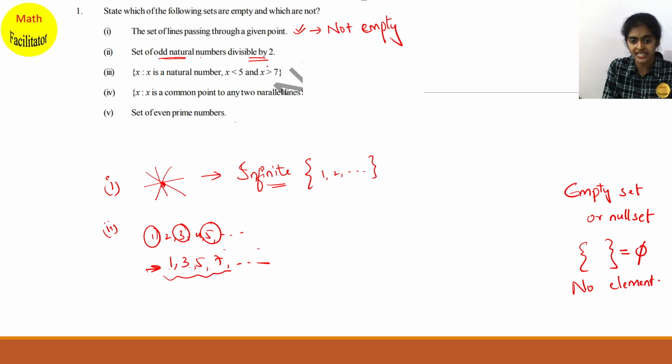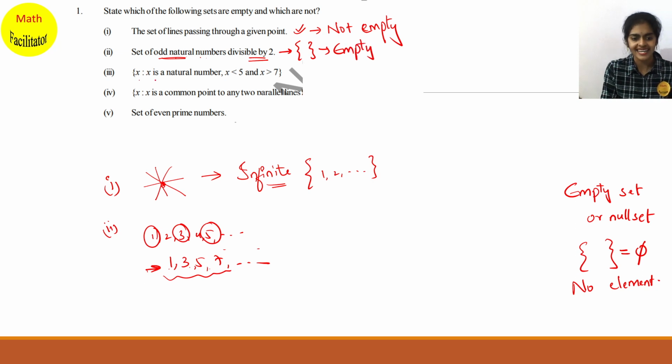That means this particular set has no elements. You're not getting any number which is satisfying this condition. There is no odd number which is divisible by 2. That means this becomes an empty set, right? So this is an empty set.